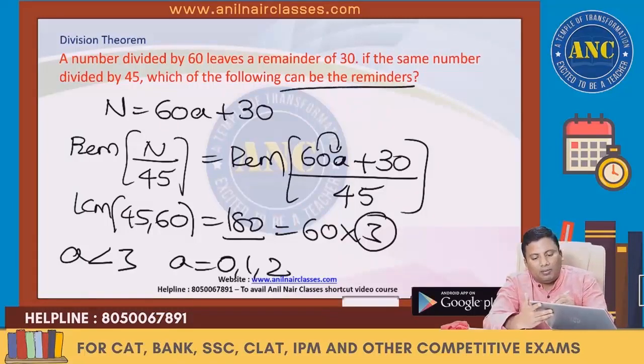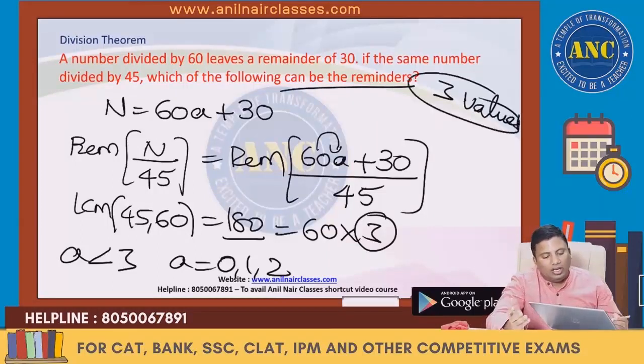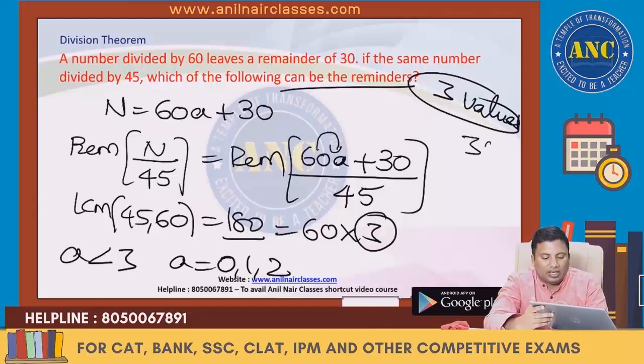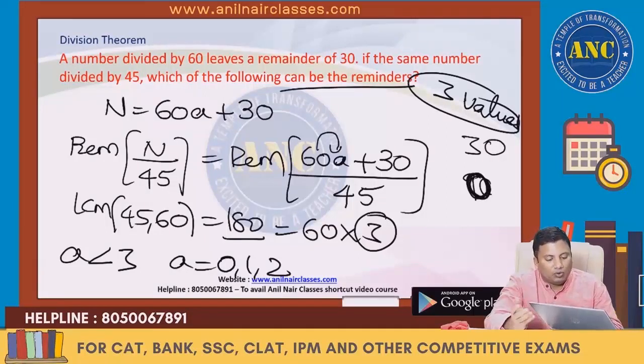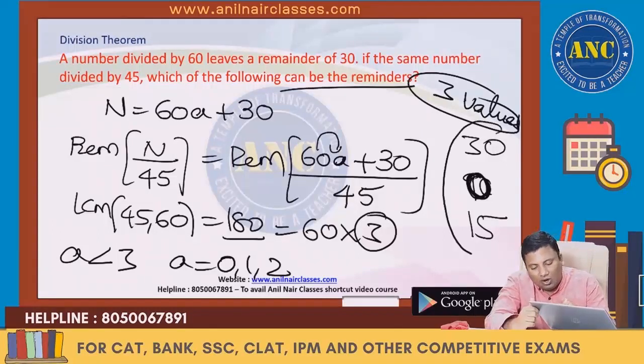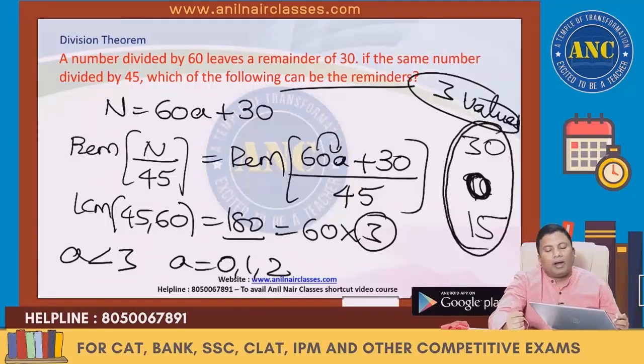How many will be the remainders? 3 values will be the remainders. What are all those values? A is 0: 0 plus 30, 30. A is 1: add 60, 60 plus 30, 90. 90 divided by 45, remainder 0. A value 2: 120 plus 30, 150. 45 3s are 135. The remainder is 15.